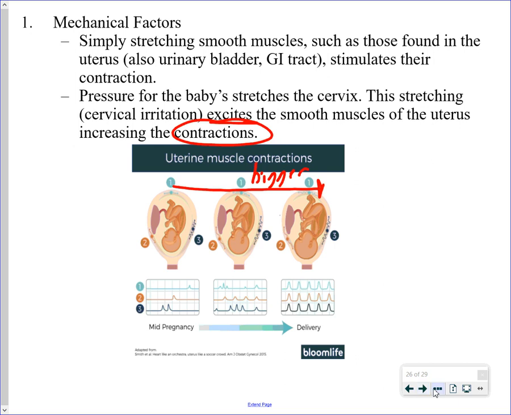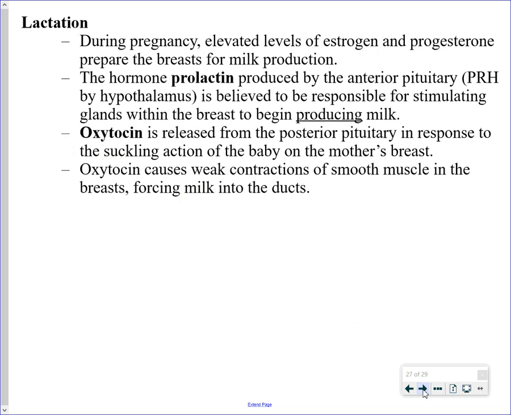Again, there is a connection because it is the stretching that also ends up stimulating the hypothalamus to produce, and the posterior pituitary to release, the oxytocin.